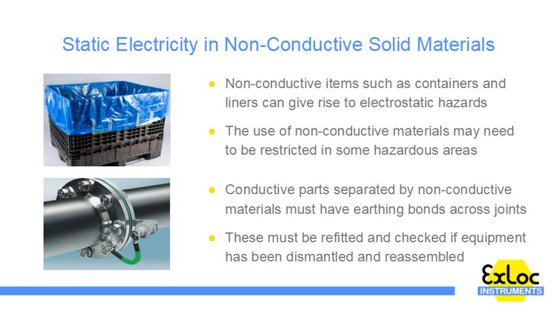Where conductive parts are separated by non-conductive materials, it is vital to ensure that metal bonding connections or earthing straps are made across the joints. These must always be refitted and checked if the equipment has been dismantled, perhaps for cleaning, and then reassembled.